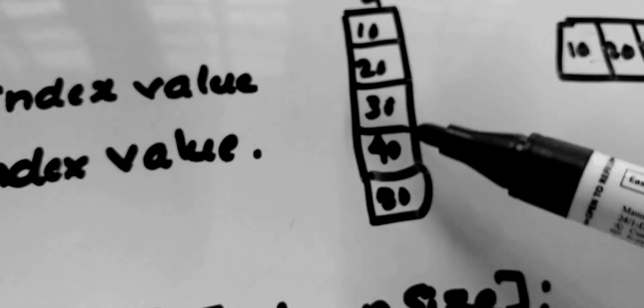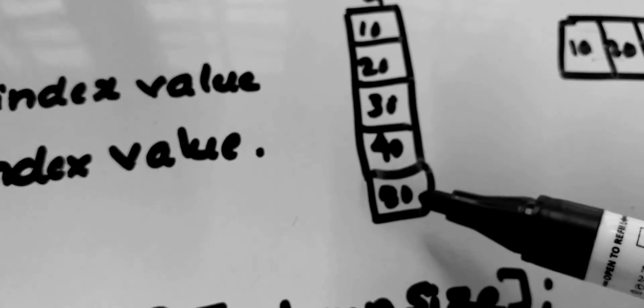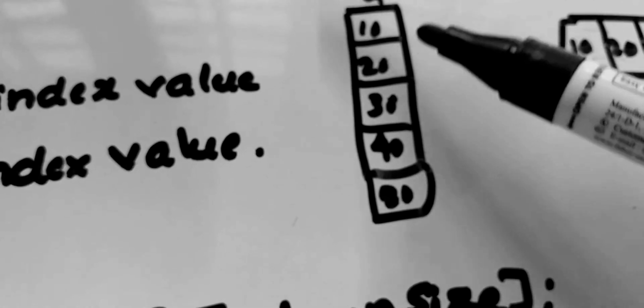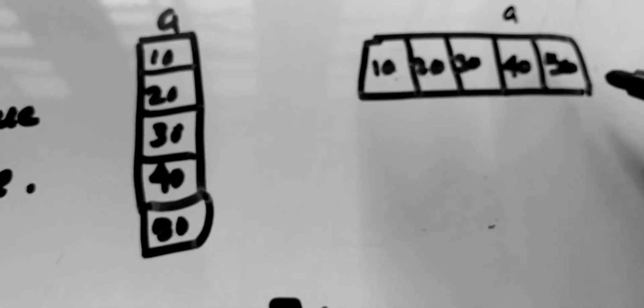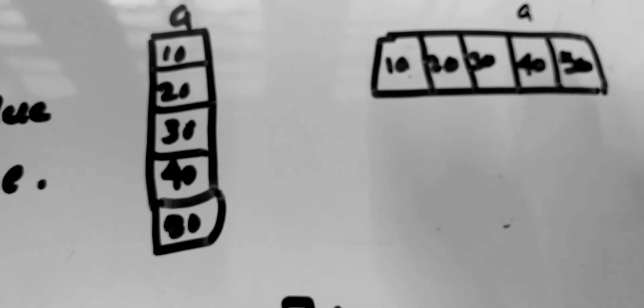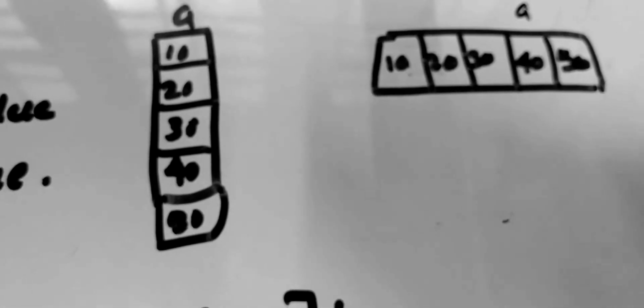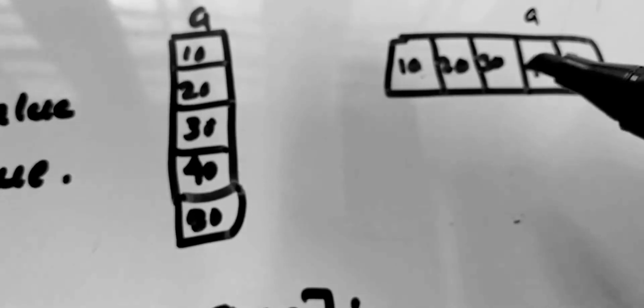Here the elements are arranged. This is a single dimensional array. Here the elements are arranged in column format. This is the next thing. Here the name of the array is A. Just consider the name of the array is A. Here the elements are arranged in row format. So in a single dimensional array, we can arrange the elements either in column format or row format.